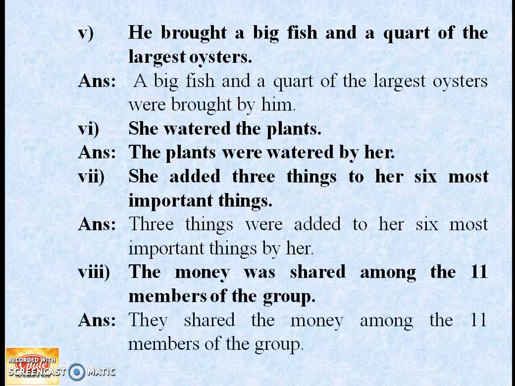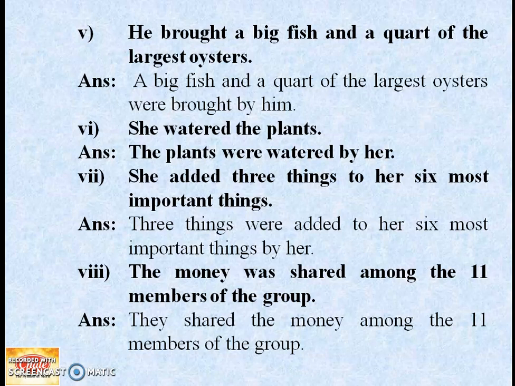Next example, the money was shared among the 11 members of the group. Children, example number 8 is a passive structure because after was, that is a form of to be, shared, the third form of verb, that is the past participle form of verb, is given. And if after a to be form, the past participle form of verb is given, it is passive as we have seen in the introduction. We have to convert it into active voice.